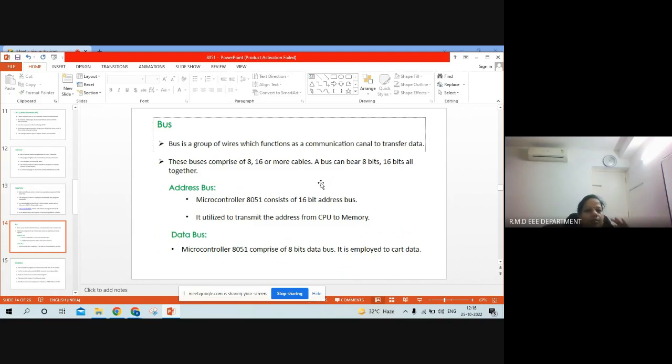Then coming to the bus, which is nothing but a group of wires meant for transferring data, that is, communication of data to and fro. This comprises 8 or 16 or more wires depending upon the requirement. We can classify microcontrollers as 8-bit, 16-bit or 32-bit. The buses are of different types, like the address bus, data bus and control bus. The address bus carries the 16-bit address, and it is used to transmit the address from the CPU to the memory. The data bus is 8 bits wide, and it is used to carry the data to and fro.